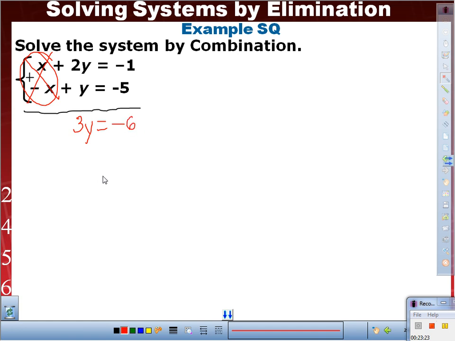Hands up if you got up to right there. Okay, good. From there we solve for y. Divide by 3. y equals -2. Hands up if you got that so far. Okay, good.